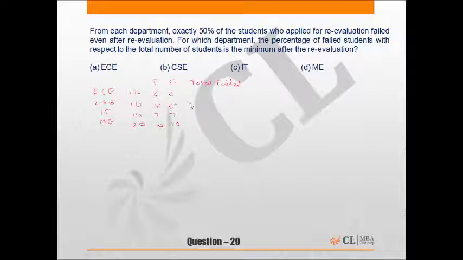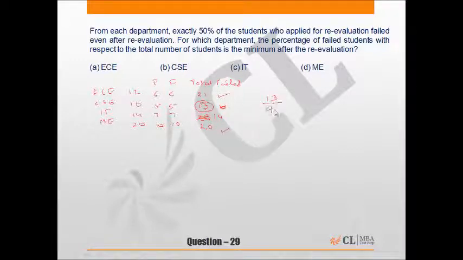Total failed would be 27 minus 6, that is 21. 18 minus 5 is 13. 21 minus 7 is 14. And 30 minus 10 is 20. Fine. So, if I look smartly at this question, I will not calculate the percentage for ME and ECE, for a simple reason: I know that the total students for ECE, CSE and ME are the same. So the minimum failed are in CSE.